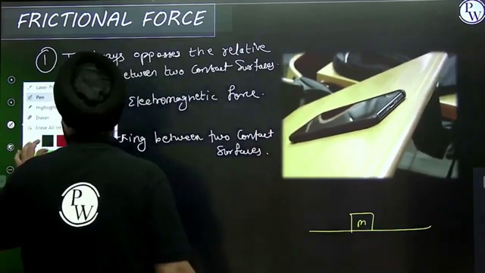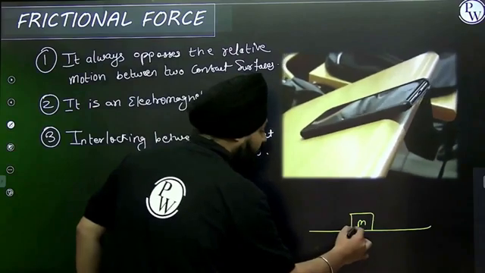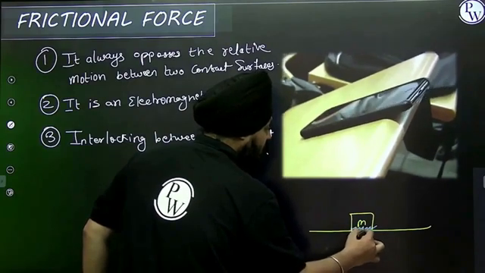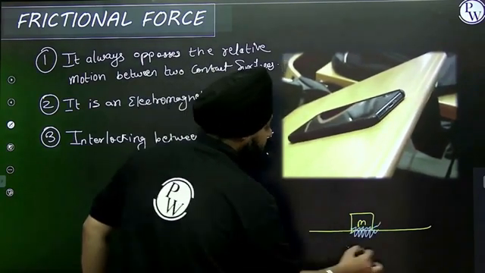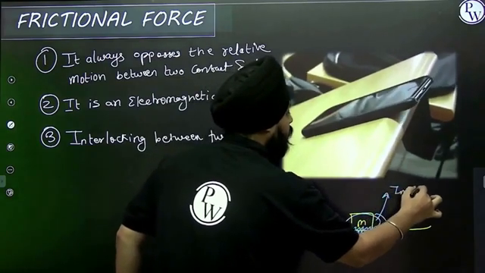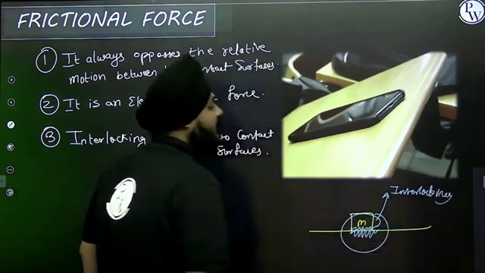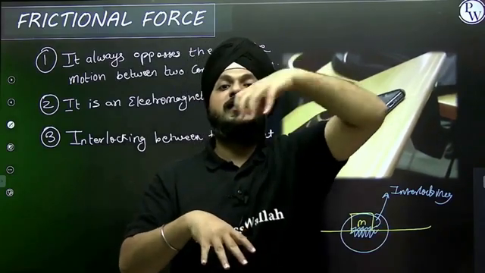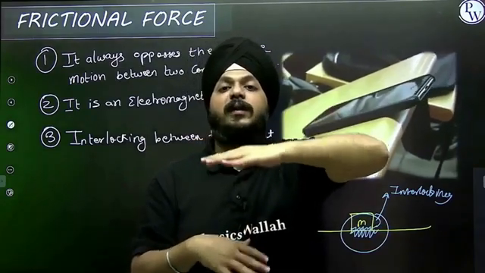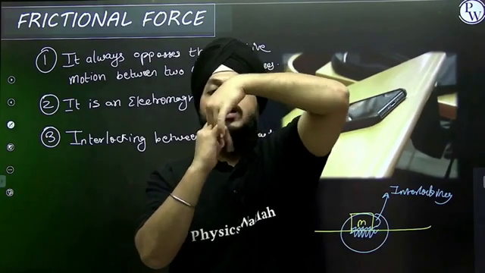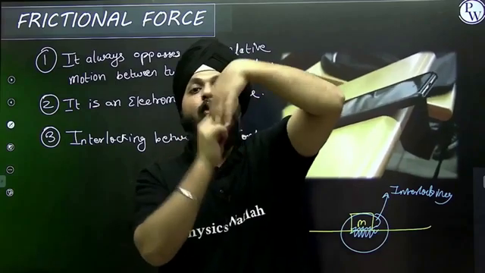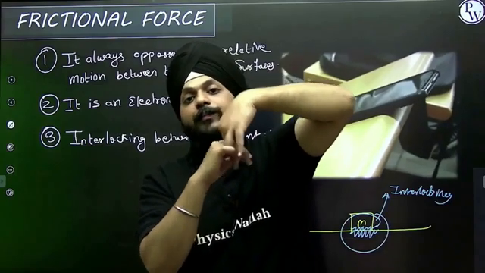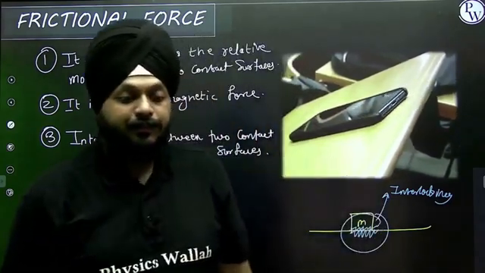There exists interlocking between two contact surfaces, like this. This is the bottom surface of mass M, and this is a horizontal surface. So there always exists an interlocking between the two contact surfaces that doesn't allow the relative motion between them. That is friction.